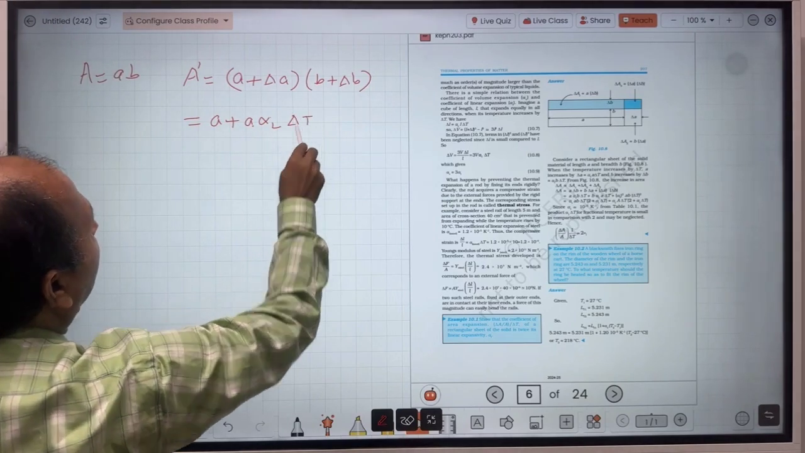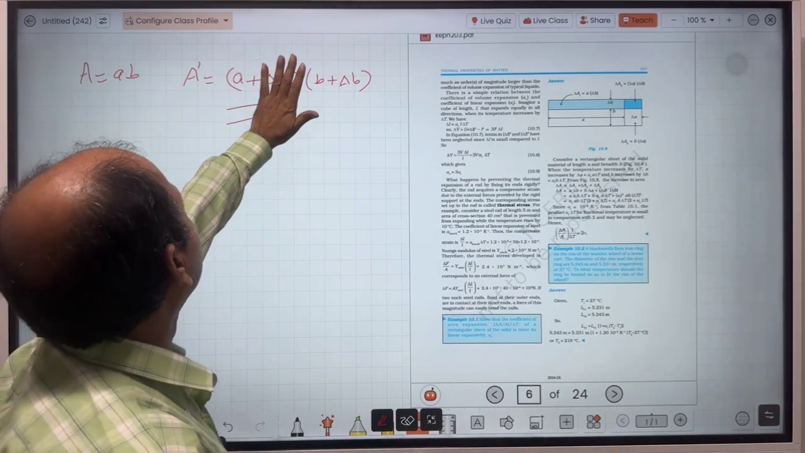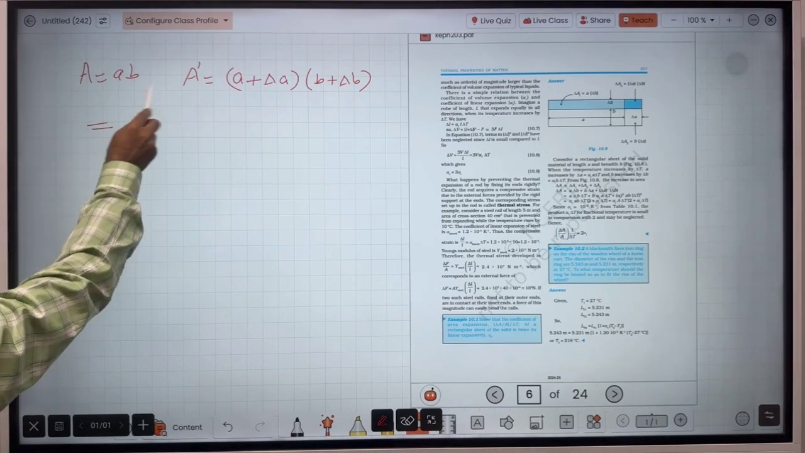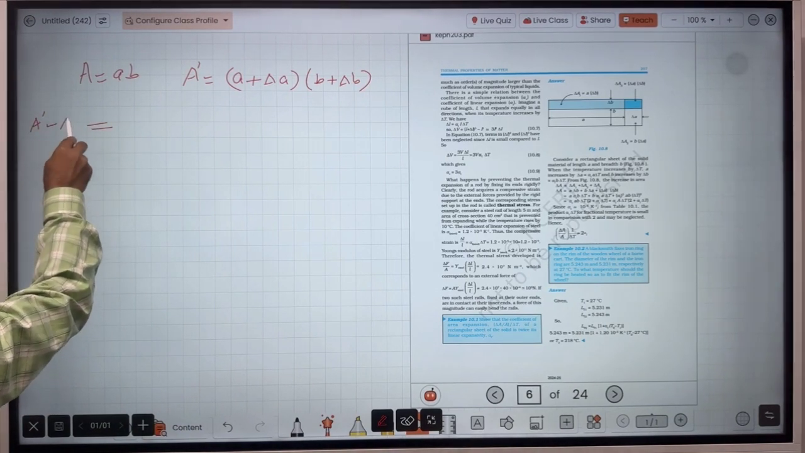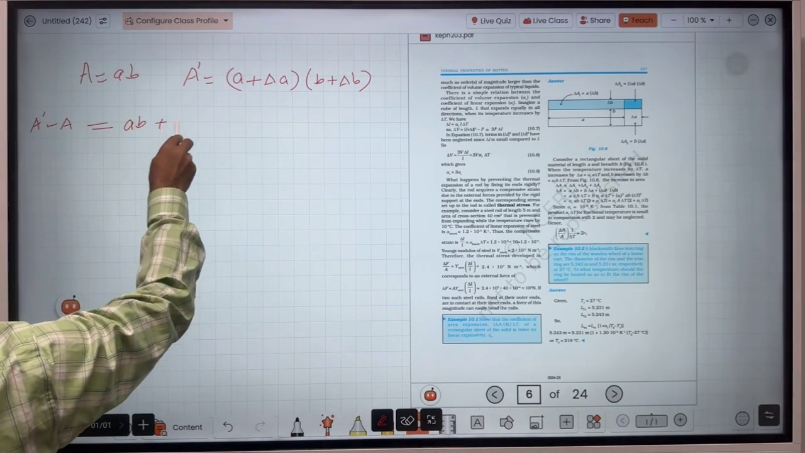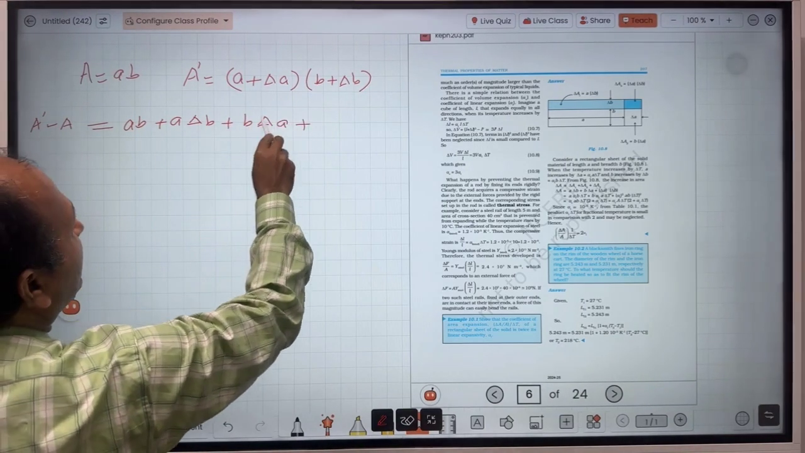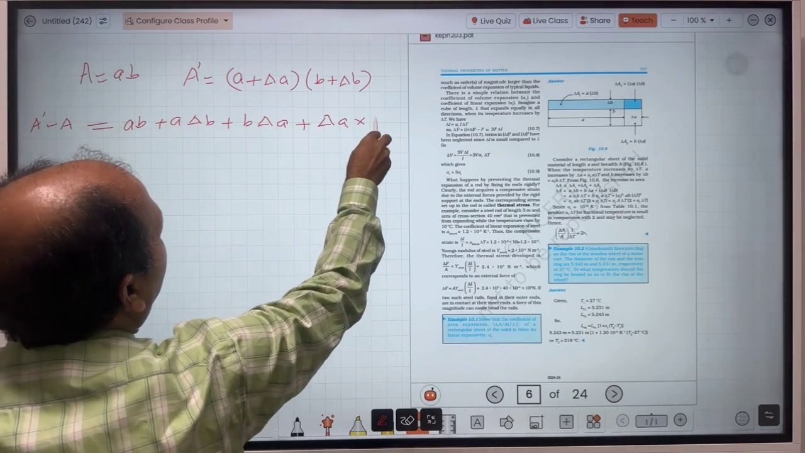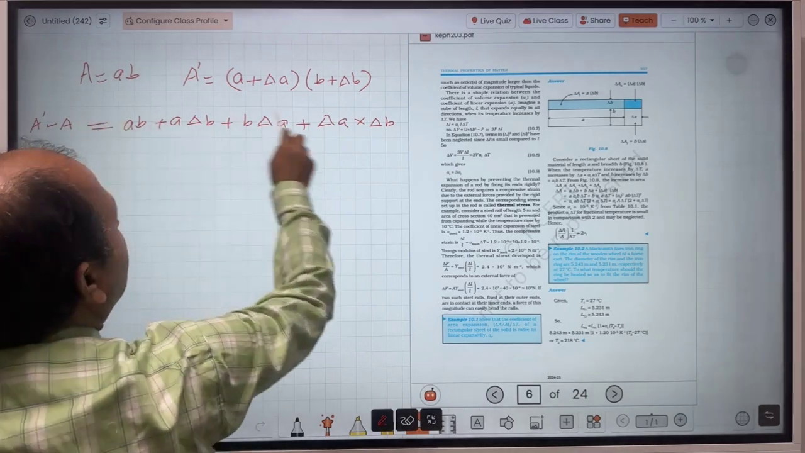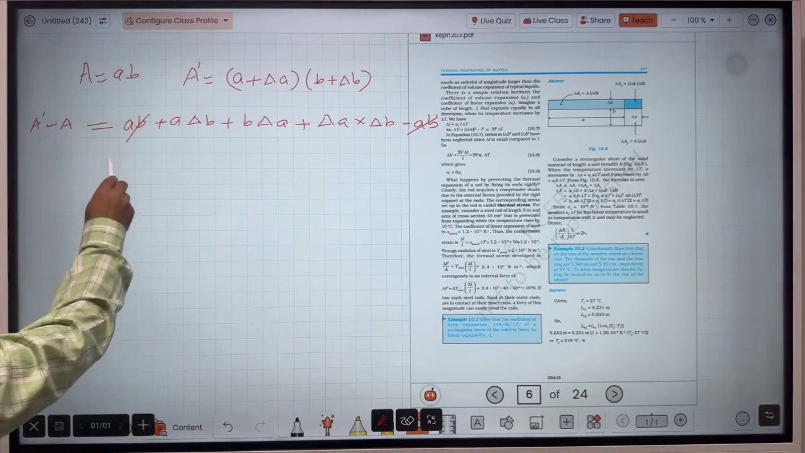It will become complicated if we write the values here because three terms will be there. So let's avoid it. We can directly write A dash minus A, so at least one term will cancel out. Let's multiply. It becomes AB plus A delta B plus B delta A plus delta A delta B. There is no doubt. Now minus AB, so AB will cancel out.